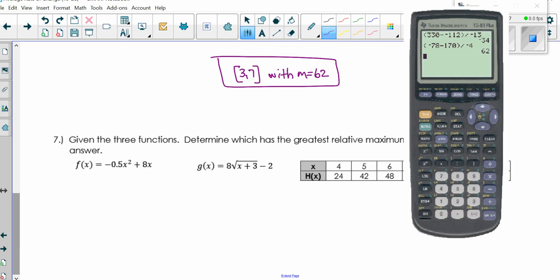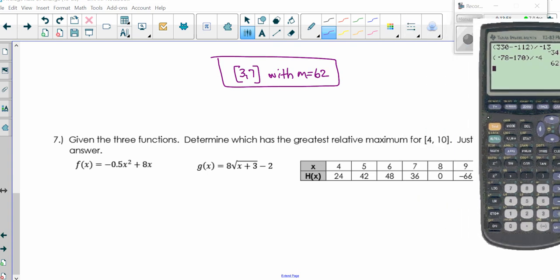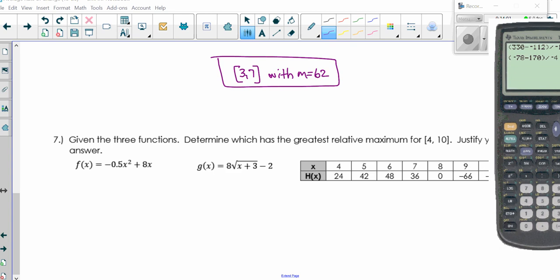All right, next one says, given the three functions, notice we have f of x, we have g of x, and we have h of x in the table. Determine which has the greatest relative maximum for the interval 4, 10, and justify your answer. So in justifying your answer, it just means that you need to find the relative maximum for all three of them again so that you can compare and determine which one has the greatest relative maximum. It's called a relative maximum and not a maximum because it's just at this window from x equals 4 to 10. So it's not necessarily the maximum for the function, but it is for that interval.